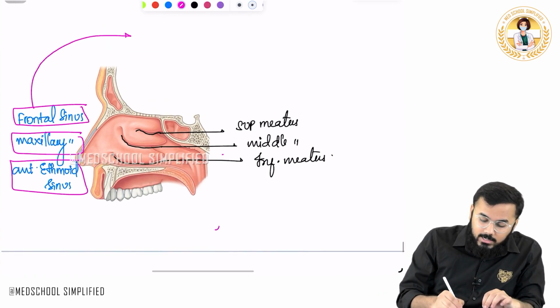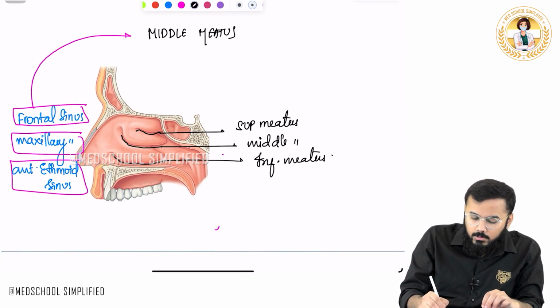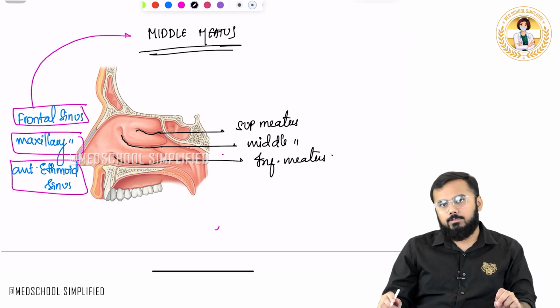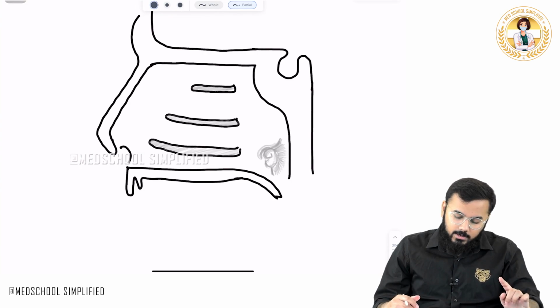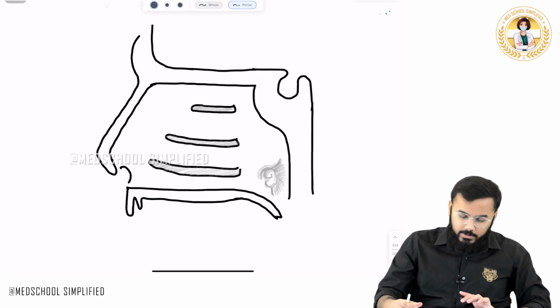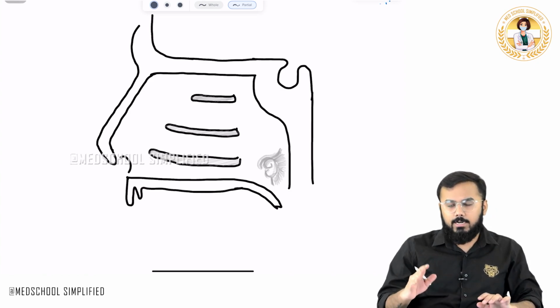Now all these sinuses, do you know where they will drain? They will drain into your middle meatus. Okay, so this is one important MCQ which you need to know. Apart from that, I have already drawn a picture of this. Let us see in particular detail what structures are draining into what meatus.